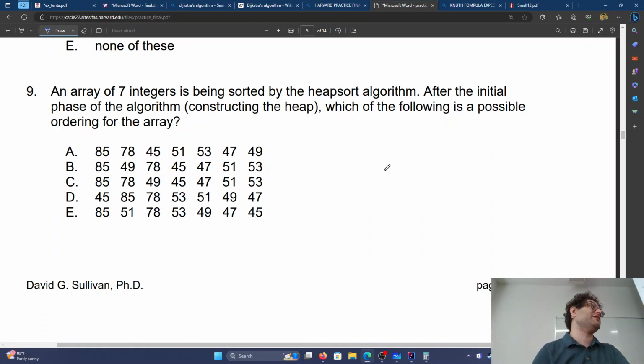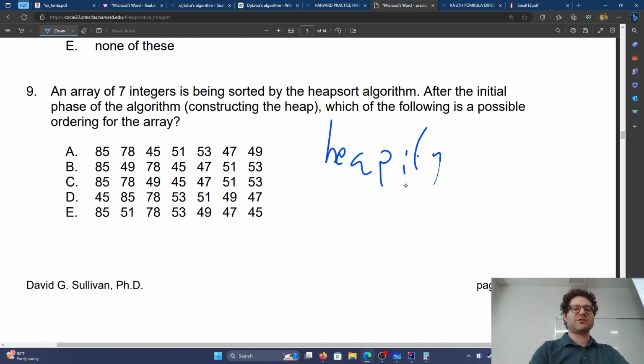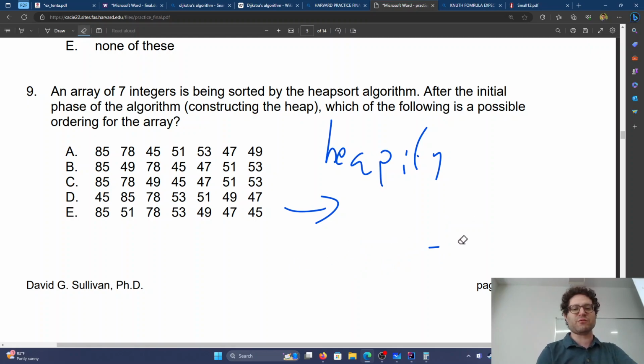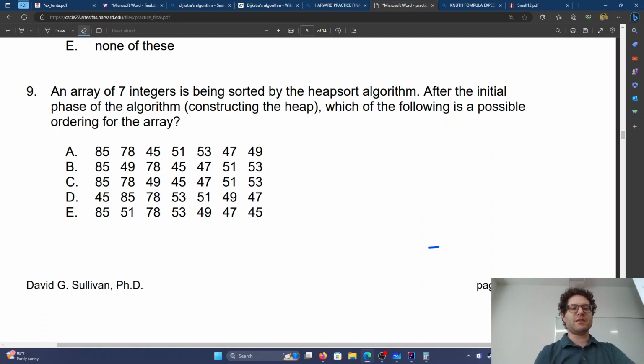Remember, there's 2 phases to heap sort. The first is heapify, which is turn it into a heap. And the second phase is sort, where we sort it. So it's talking about where we are in between the heapifying and the sorting. So in other words, it's been turned into a heap. Specifically, it gets turned into a max heap in order to do this.